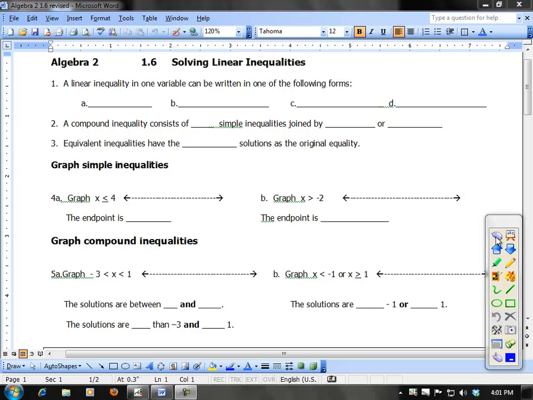Welcome to section 1.6. We're going to be solving linear inequalities. Basically this is an extension of section 1.3, and instead of having an equal sign, we'll have an inequality. I want to talk about what it looks like.